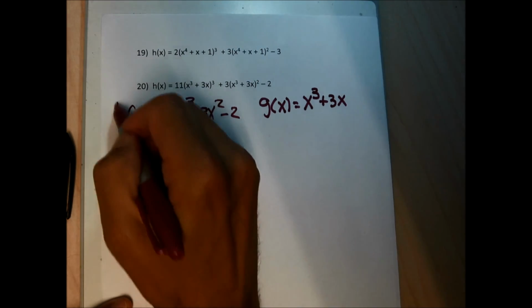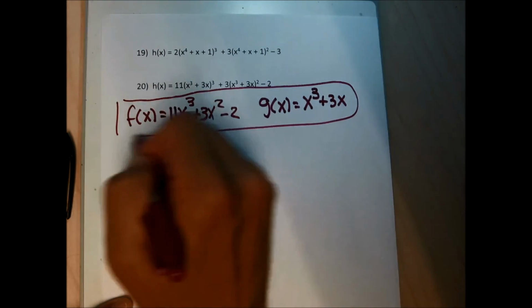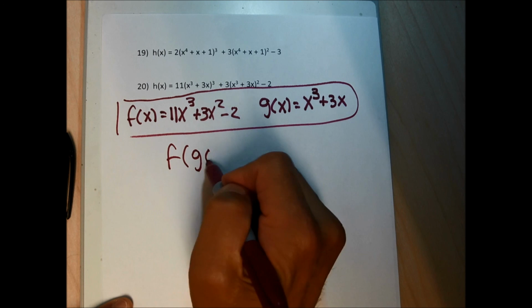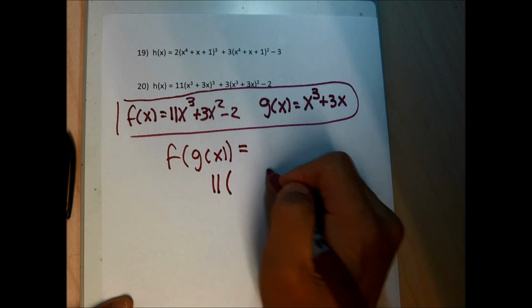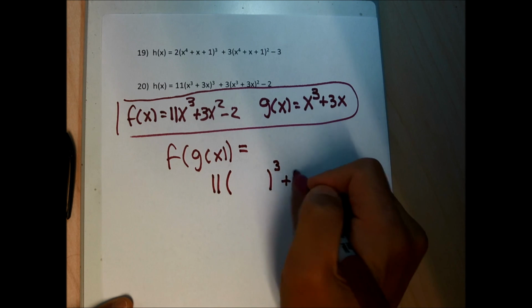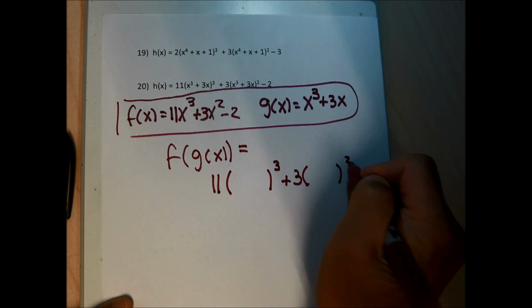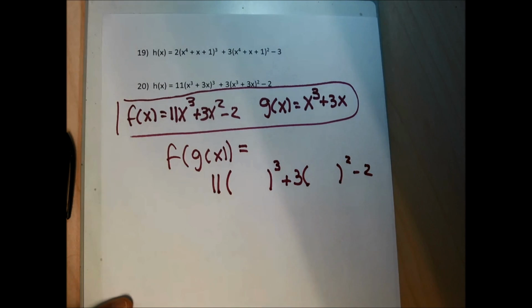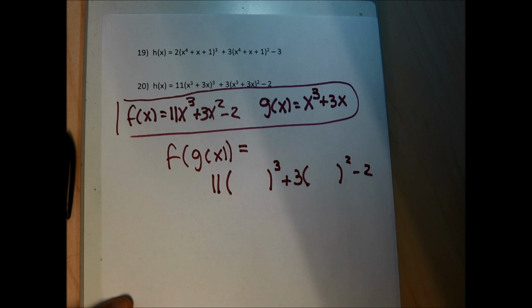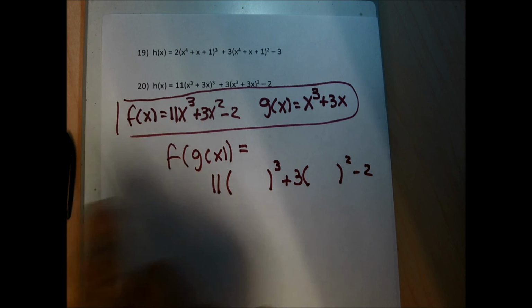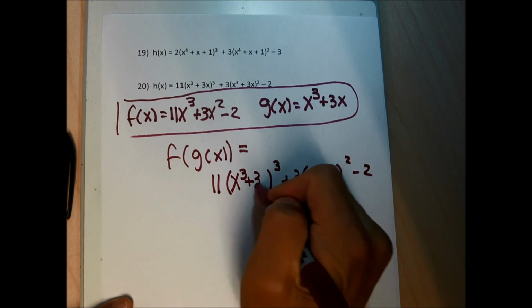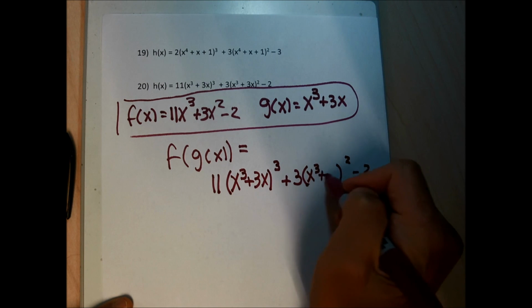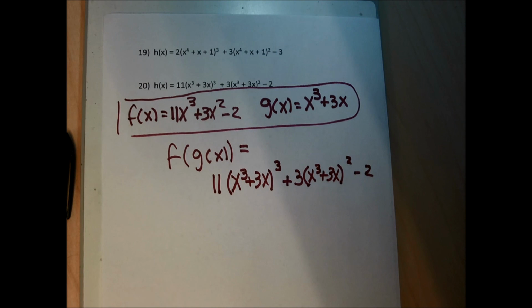Done with the problem. This is my answer, but I'm going to check it real quick by going f of g of x. To do f of g of x, I'd write 11 parentheses cubed plus 3 parentheses squared minus 2. I'd write the f function without the x's, and in place of the x's I leave a parentheses. Inside the parentheses I write the right side of the g function. And that is exactly the original problem, and that's what I needed to do. I needed to deconstruct the h of x into two functions.